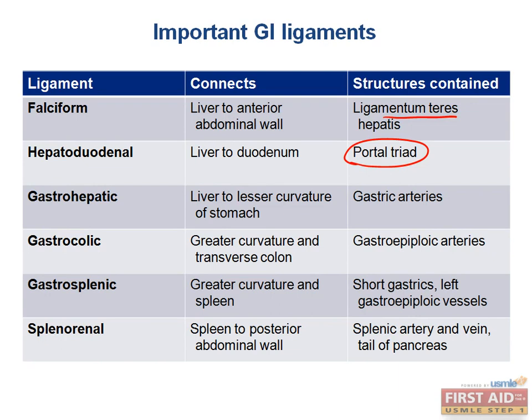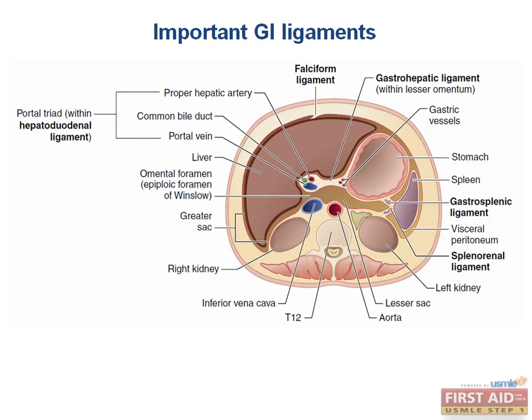This part of the anatomy can be particularly confusing, so it can be helpful to view a different perspective of the ligaments and their connections. Let's go over the picture here. Here we have the falciform ligament, which as you can see is attaching the liver to the abdominal wall. You can see here the gastrohepatic ligament, which connects the liver to the stomach. And these contain the gastric vessels, which are here.